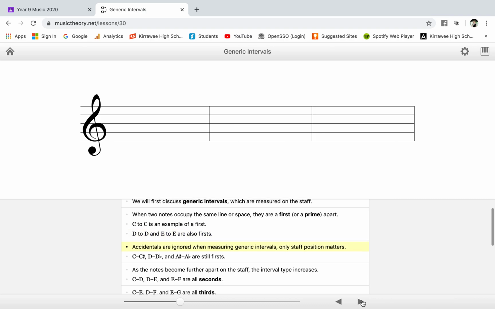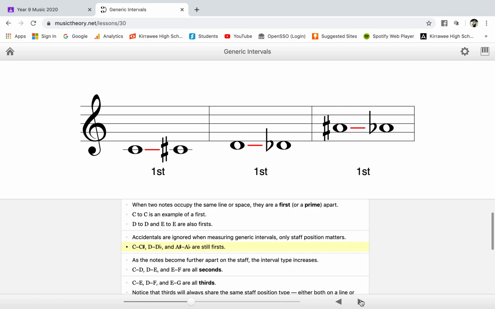Accidentals are ignored when you deal with generic intervals. Right, only the position on the stave actually matters. So for example, a C to a C sharp, a D to a D flat, and an A sharp or an A flat, they all sit in the same spot. The difference is that there's an accidental attached to the note, which tells us it's slightly different.